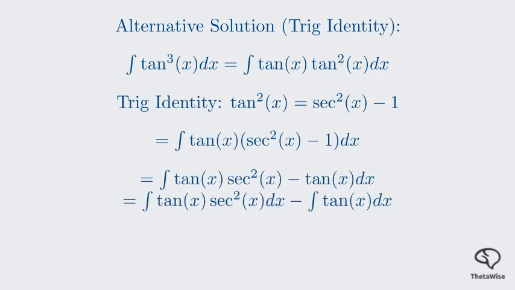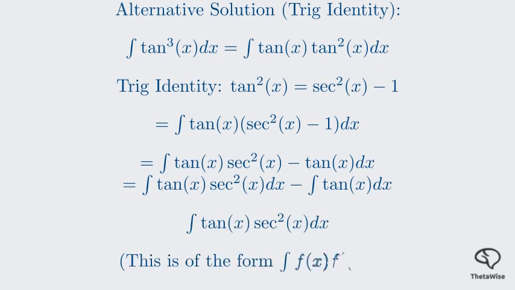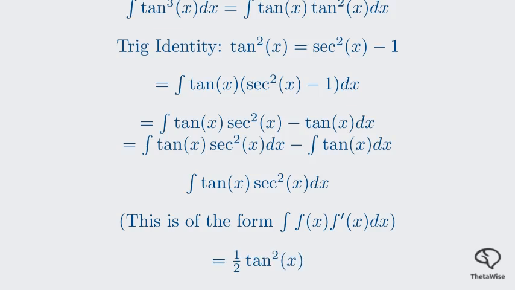Now we distribute tan x to split this into two separate integrals. The integral of tan x sec^2 x dx minus the integral of tan x dx. Both of these integrals are now standard and easy to solve. For the first integral, notice that sec^2 x is the derivative of tan x. So we can use the power rule for functions from our first slide. This integrates to 1/2 tan squared of x.